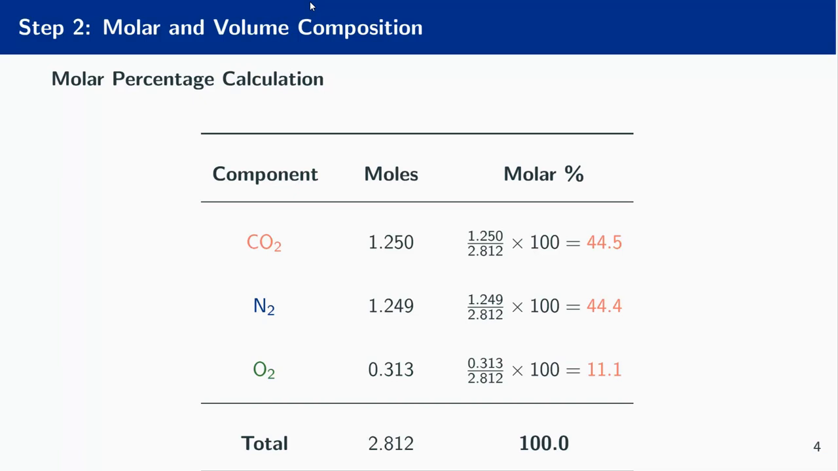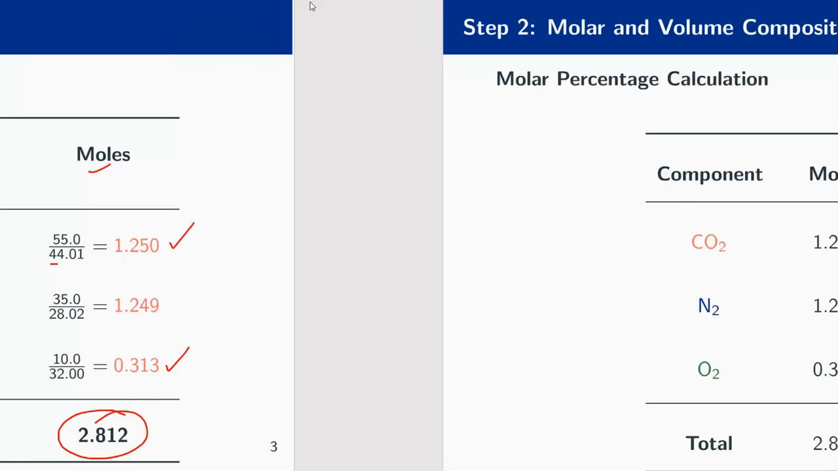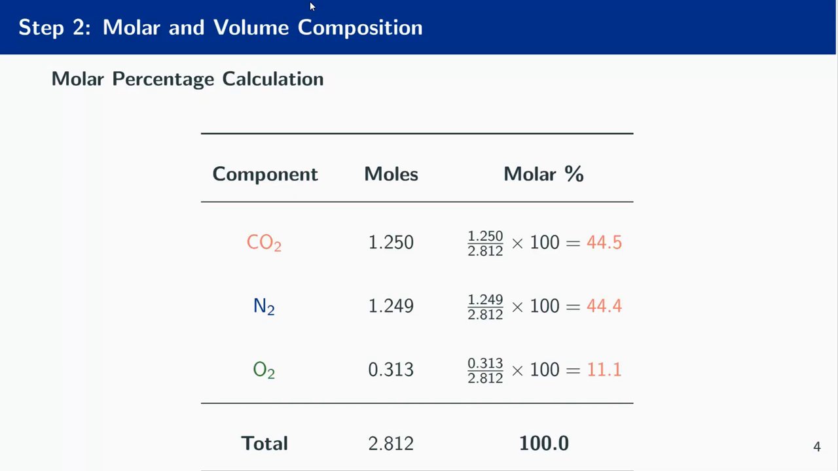So molar percentage calculation. We already calculated that carbon dioxide moles is 1.250, nitrogen 1.249 and oxygen 0.313 and total is 2.812. Now molar percentage is individual mole divided by total mole. So for carbon dioxide, 1.250 divided by 2.812 into 100, so that is 44.5% carbon dioxide.